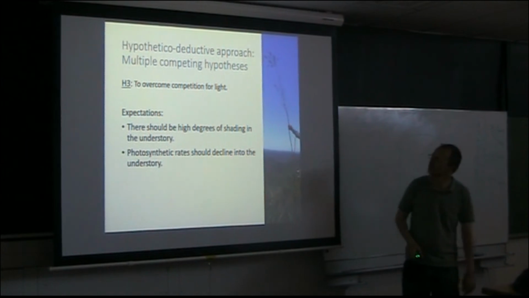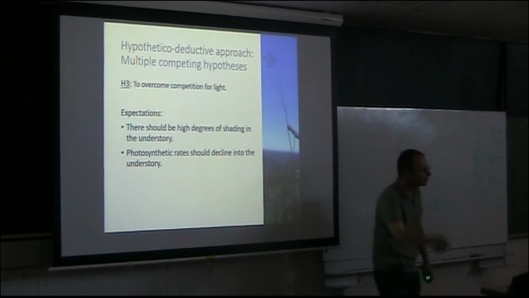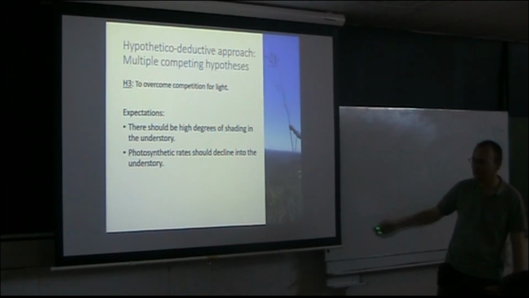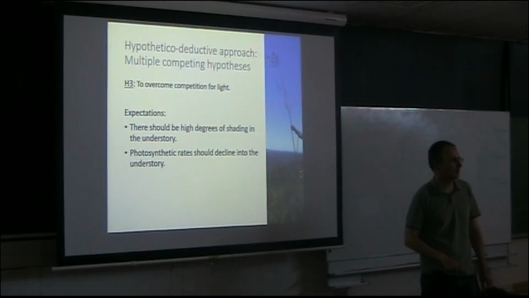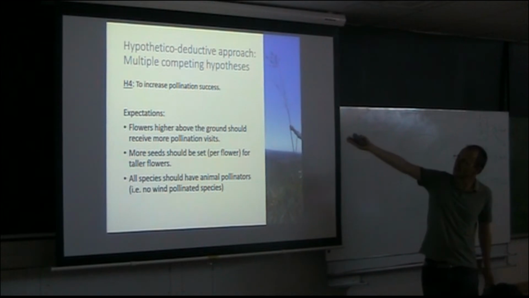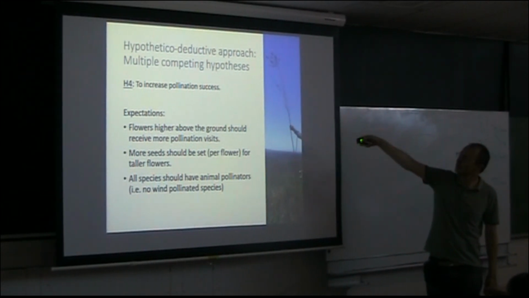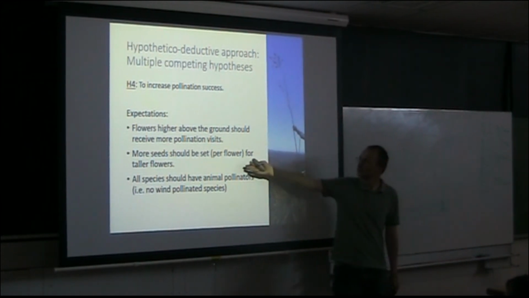To overcome competition for light, well, there should be high degrees of shading in the understory, so you can quickly go and monitor how light changes between up here and down there. You should be able to show their photosynthetic rates decline. A bunch of other things. To increase pollination success, flowers that are high above the ground should have higher rates of receiving pollination visits. So there should be more seeds set.